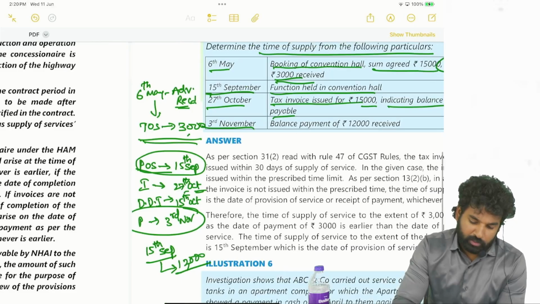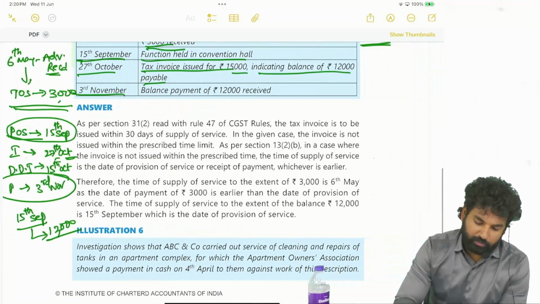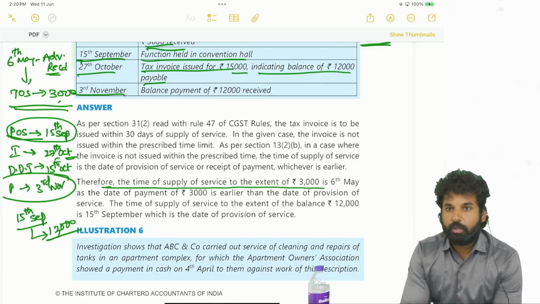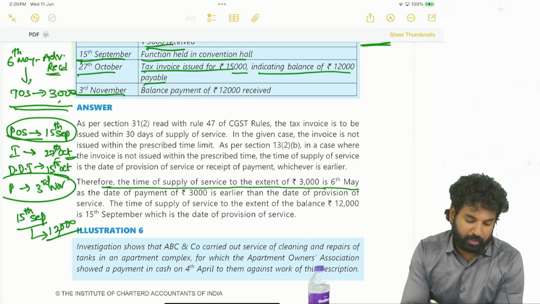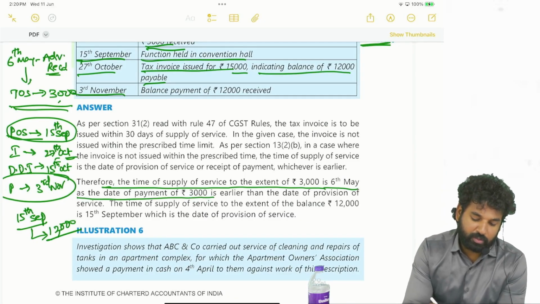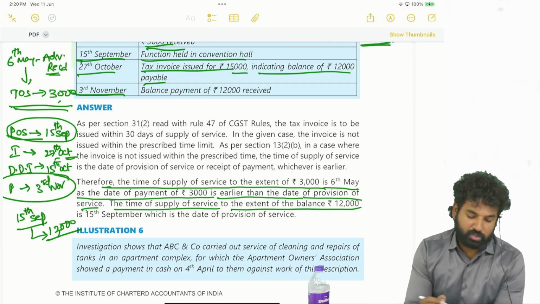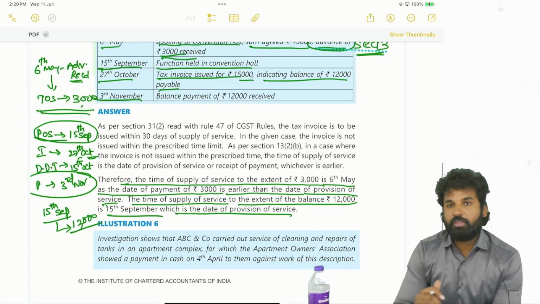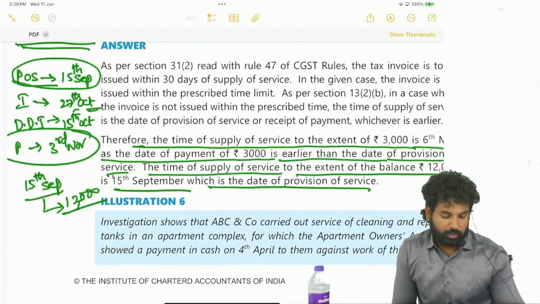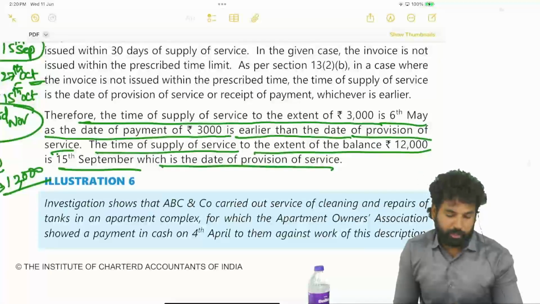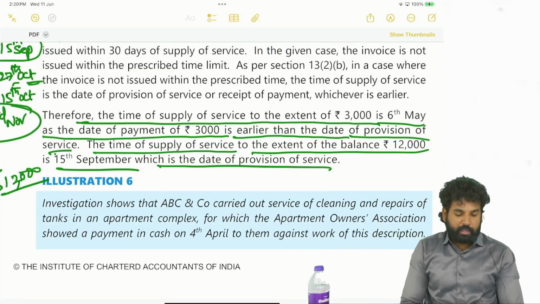Okay, see here. So the time of supply of service to the extent of 3,000 rupees is 6th May, as the date of payment of 3,000 is earlier than the date of provision of service. Next, the time of supply of service to the extent of the balance 12,000 is 15th September, which is the date of provision of service. Clear?